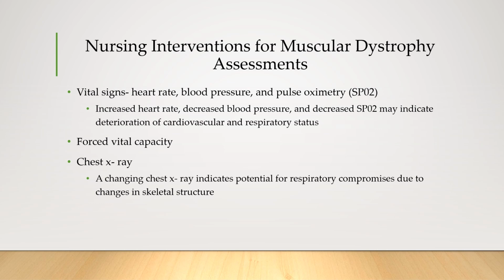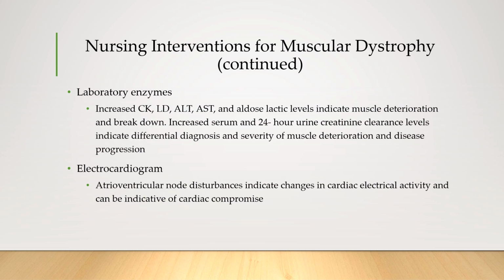We are going to look at a chest x-ray. A changing chest x-ray will indicate potential for respiratory compromise due to changes in skeletal structure. Laboratory enzymes: increased CK, LD, AST, and aldolase levels indicate muscle deterioration and breakdown. Increased serum and 24-hour urine creatinine clearance levels indicate differential diagnosis and severity of muscle deterioration and disease progression.